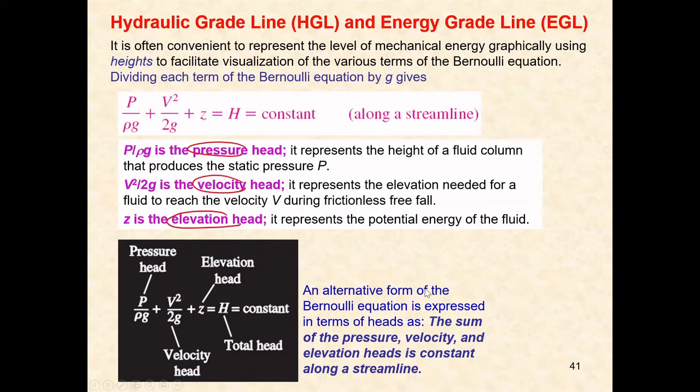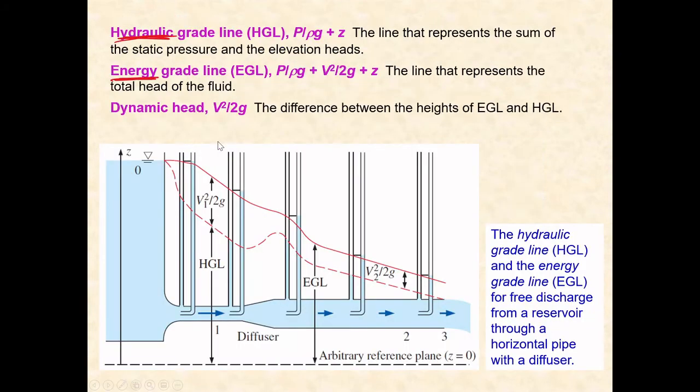An alternative form of the Bernoulli equation is expressed in terms of head. The sum of the pressure, velocity, and elevation heads is constant along a streamline. So on the same streamline, you have the same total head, which we can consider a constant. Here is the hydraulic grade line and energy grade line explanation. Here we also include an additional explanation for the dynamic head, which is given by v squared over 2g.